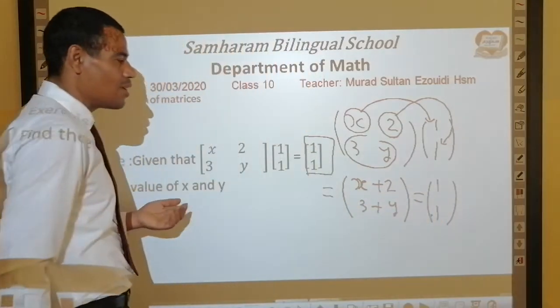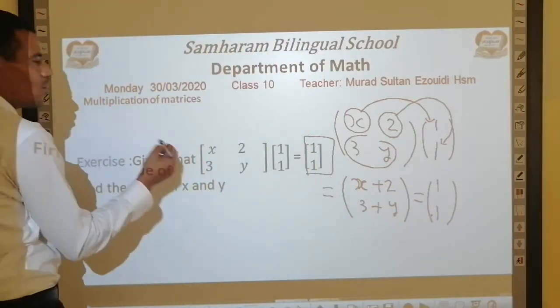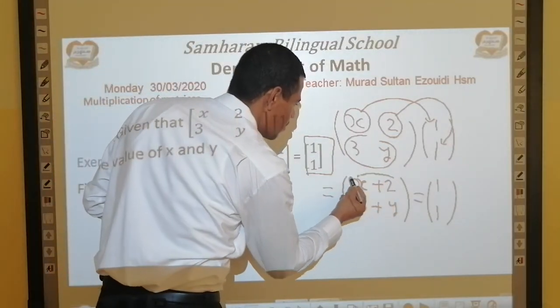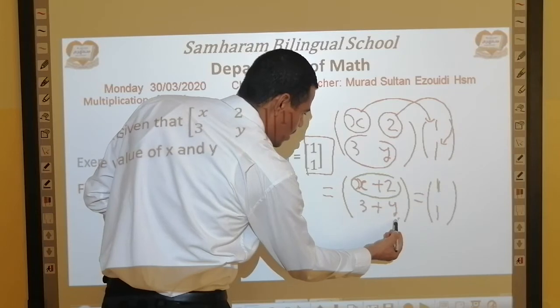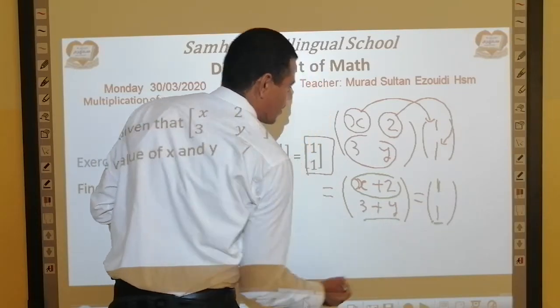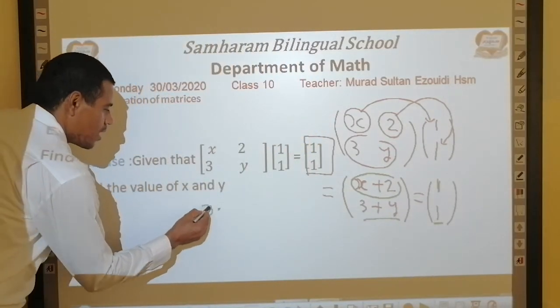Okay. Now we solve. I will say that x plus 2 equals 1. Then I will say that 3 plus y equals 1. I will just write that.